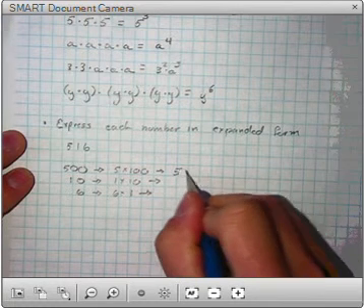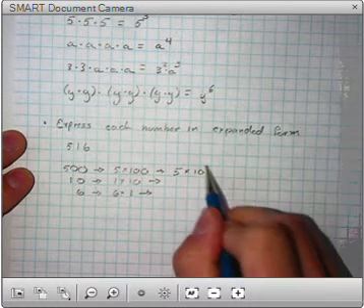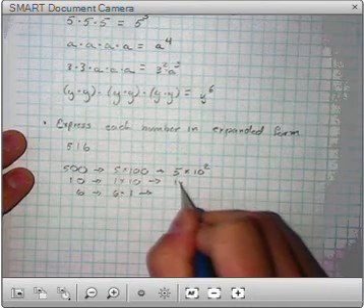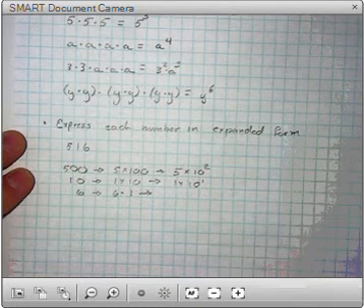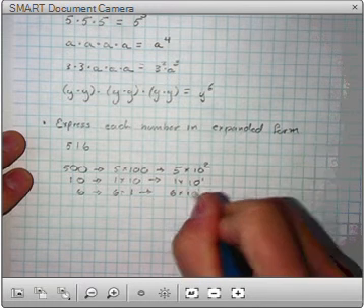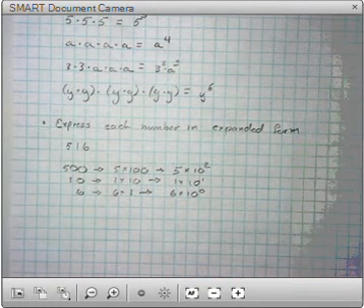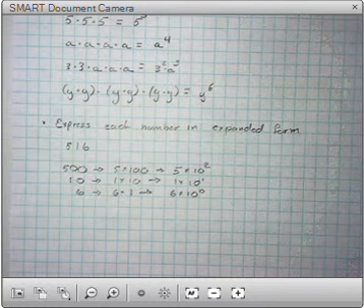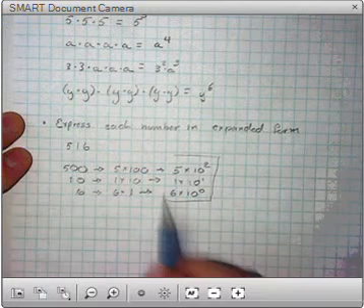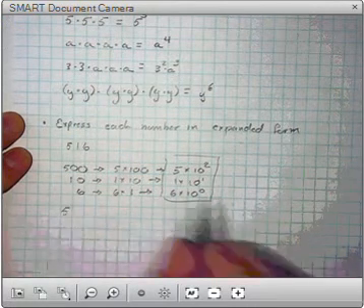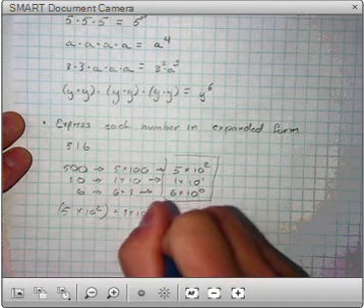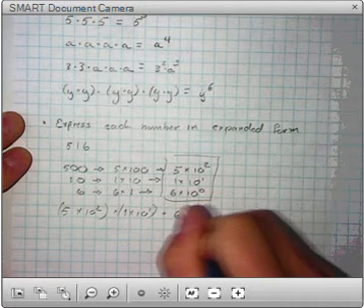So we can have 5 times 10 to the second power, 2 zeros, second power, 10 times 10 is 100. 1 times 10 to the 1, anything times 1 is itself. And then 6 times 10 to the 0, anything to the 0 is 1. So if I ever ask you, express the number in expanded form, this is what I'm looking for. I'm looking for 5 times 10 squared plus 1 times 10 to the first plus 6 times 10 to the 0.